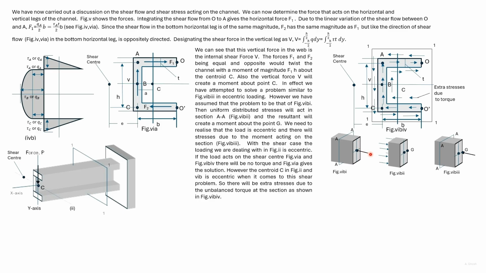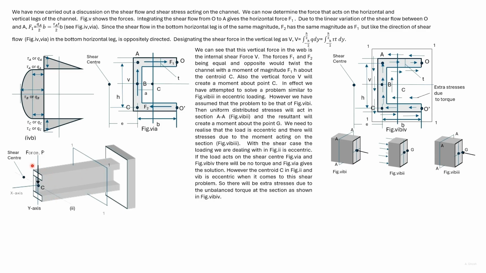Let us assume that we can solve the problem by applying the load at the centroid of the section. This will create a uniformly distributed stress at the section A. The resultant of these stresses will act through the centroid and create a moment about the point G. Here we'll use the formula P divided by the area. Similarly, here we are using the shear formula and we have ended up with the moment about the point C.